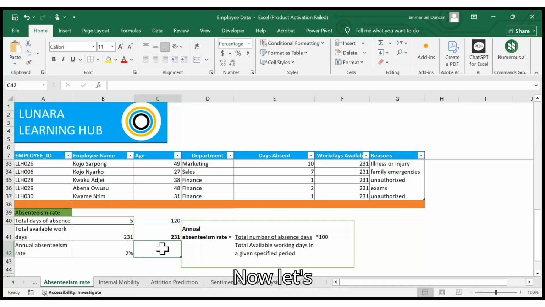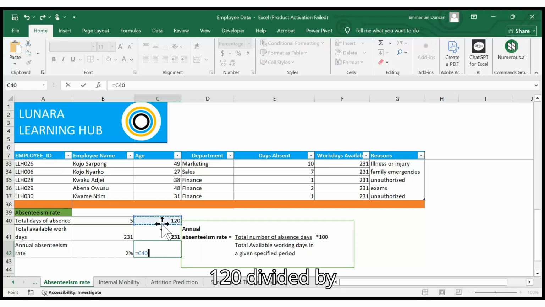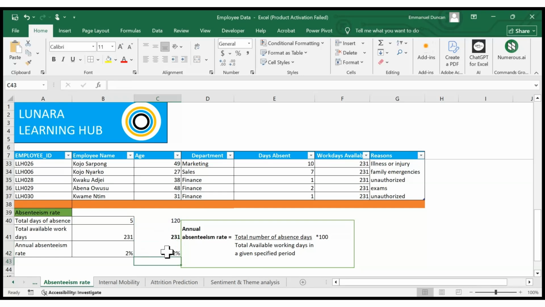Now, let's calculate the annual absenteeism rate, which is the total number of absence days for all the employees divided by the total available working days. So here you're equal to 120 divided by 231. We have 52%. So the total annual absenteeism rate for the company in the year 2024 is 52%.